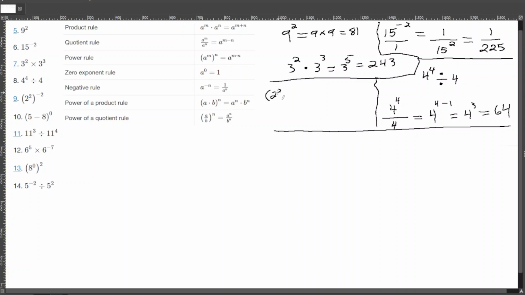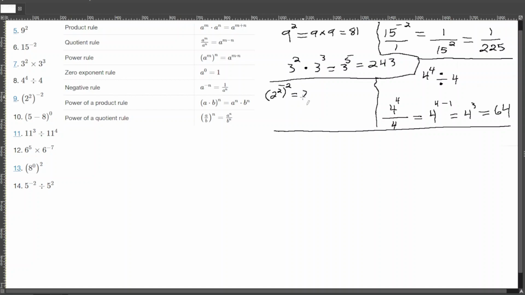2 squared, everything squared. Oh no, 2 squared and then raised to the negative 2. Okay, so we could go about this in different ways, right? We could square the inside. We could do the power rule right away, which is probably the best thing to do.